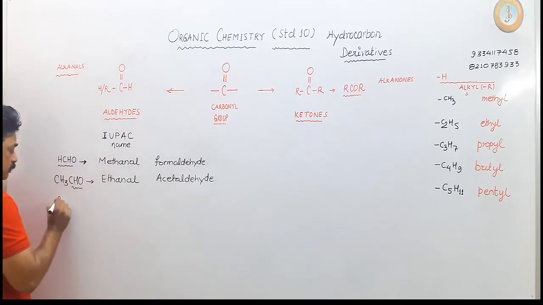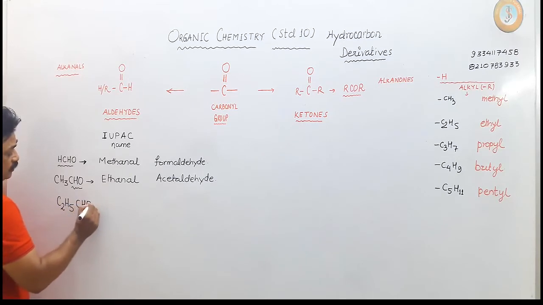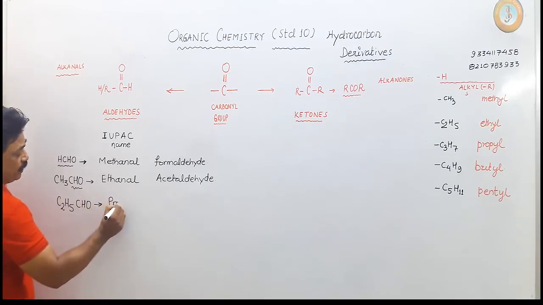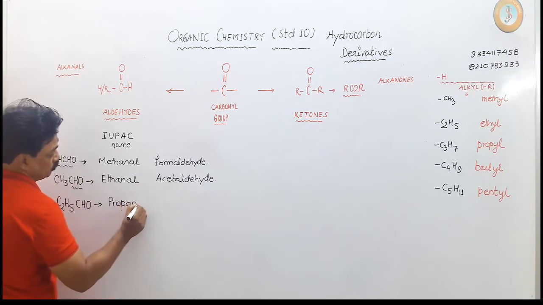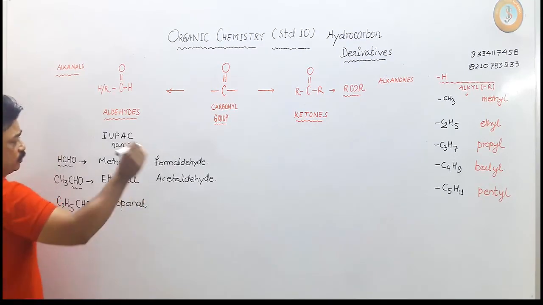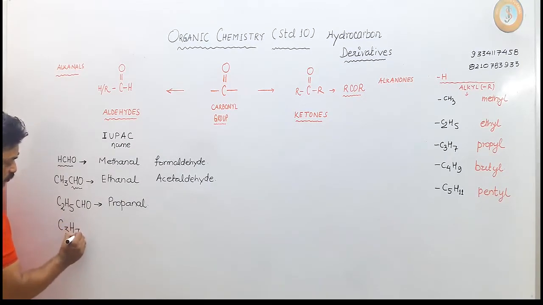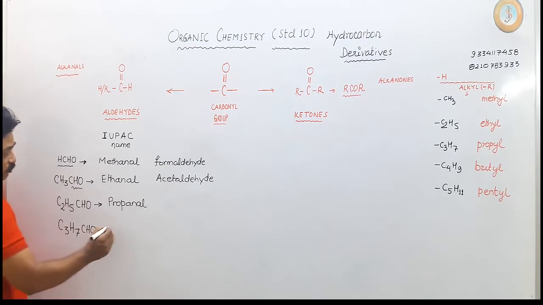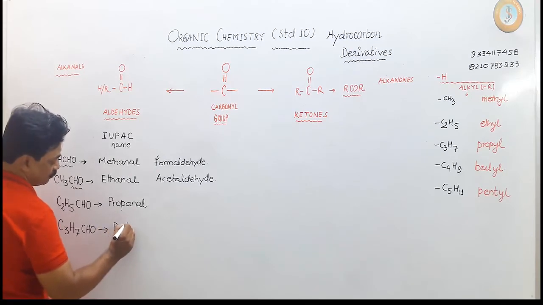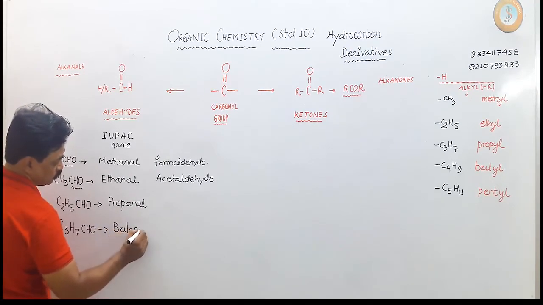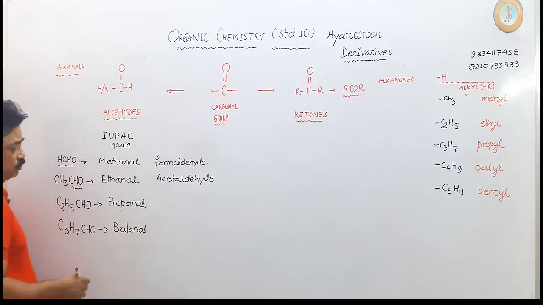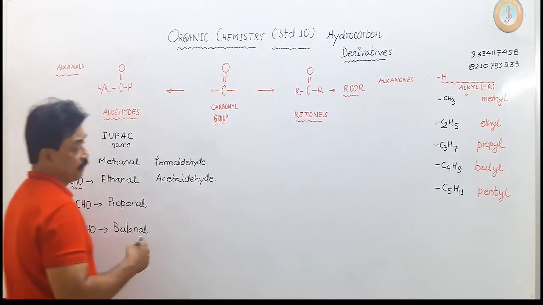Then you go to the next one, that is C2H5CHO. Then this becomes propanal. Now we don't have to remember the trivial names. So the next one will be C3H7CHO. So can you name 3 plus 1, 4? So it is butanal. And so we can go to pentanal, hexanal.